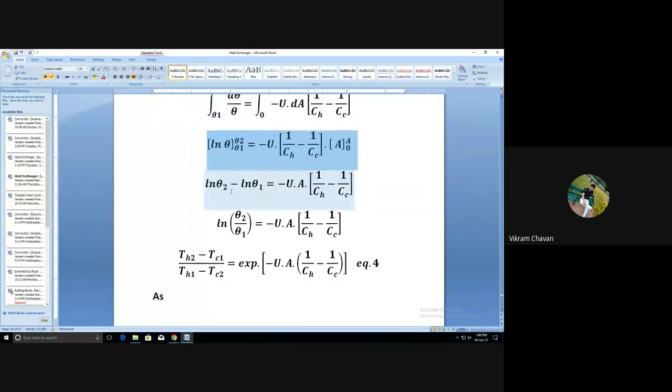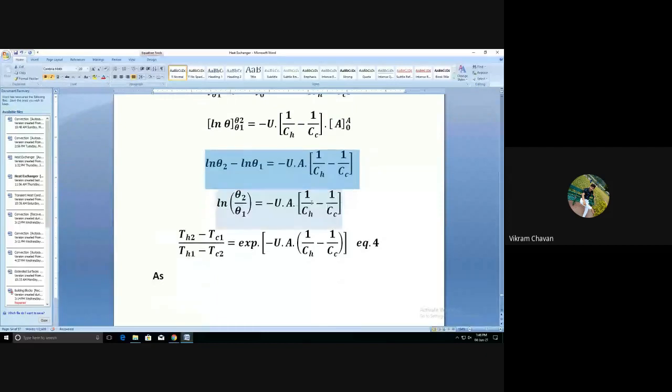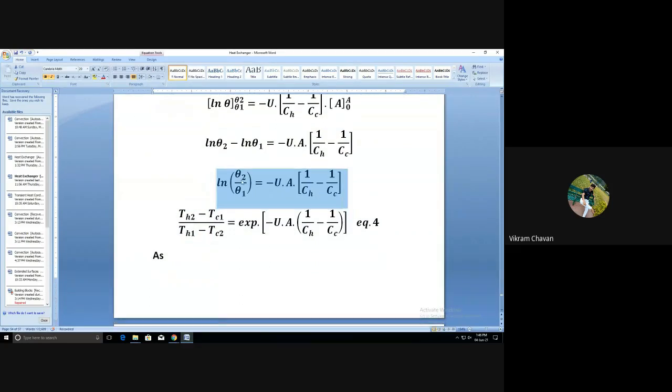Okay, further the limits we have to apply: ln of theta 2 minus ln of theta 1, and minus U multiplied by A multiplied by 1 upon Ch minus 1 upon Cc. Okay, then apply the logarithmic rule. Then we will get ln of theta 2 divided by theta 1 will be equal to minus U multiplied by A inside bracket 1 upon Ch minus 1 upon Cc. Okay, and we know that in case of a counter flow heat exchanger, theta 2 is nothing but Th2 minus Tc1 and theta 1 is nothing but Th1 minus Tc2.